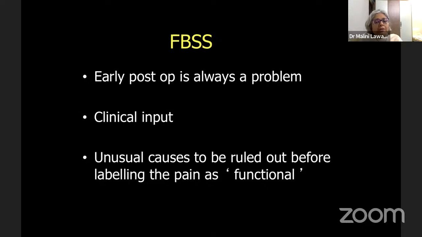So with respect to MR, remember that the early post-operative stage is always a problem. It becomes very difficult to distinguish expected post-operative changes from infection. And this is when you need to take into account the pathology as well as the clinical presentation. Unusual causes have to be ruled out before labeling the pain as functional, and we have to take the X-ray, MRI, and if required, CT, all of them together to make a diagnosis and decide the cause of the pain.